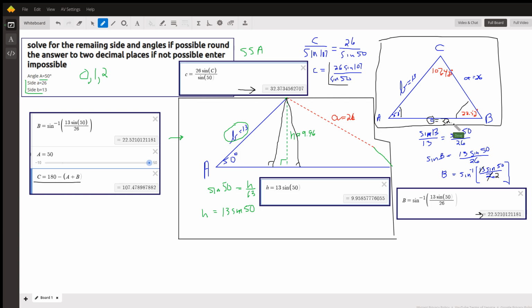Okay, and as a sanity check, make sure that the largest side is opposite the largest angle. So 32 is the largest side, it's opposite the biggest angle. b is the shortest side, it's opposite the smallest angle. And of course, little a, 26, is opposite the middle angle. So it all makes sense.